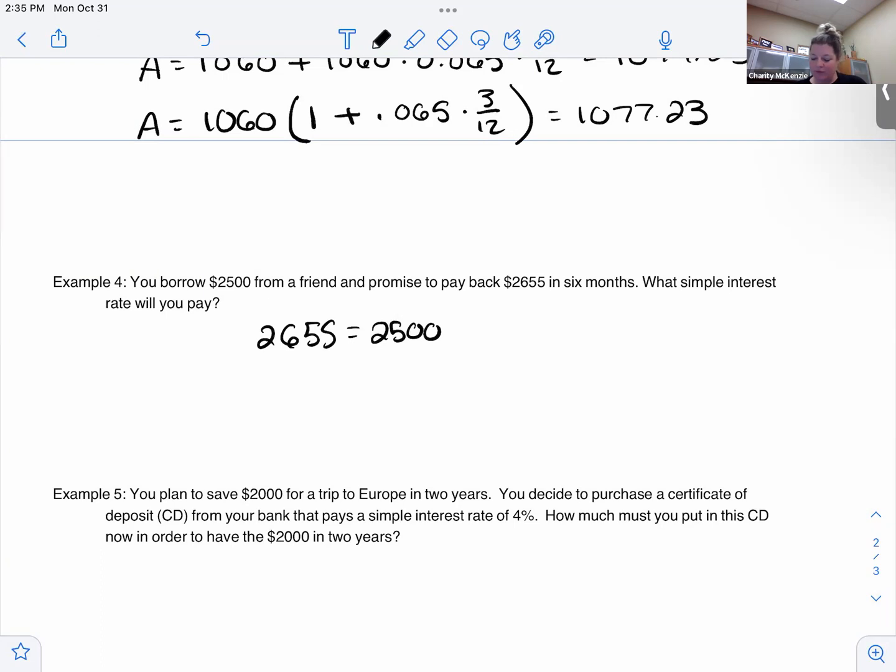I think I'll just do plus 2,500 times P, we don't know the rate, times time. Oh, 6 months. So 1/2 a year or 6/12, right? So I can use 1/2 because I know 6/12 is 1/2. I know upstairs on the last problem I could have done 1/4 as well. Okay, so let's solve this. So whatever we add or subtract, we have to subtract over first. So 2,655 minus 2,500 is 155.